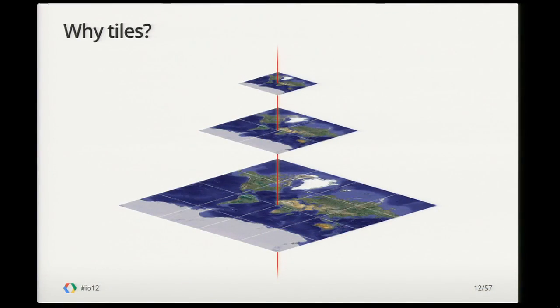So the way Google Maps solves this is by using tiles. At zoom level 0 at the top, the entire world is represented by one tile. And as you get further and further zoomed in, more and more tiles are used to represent high resolution imagery of the world. So at zoom level 21, there are many, many tiles, right?